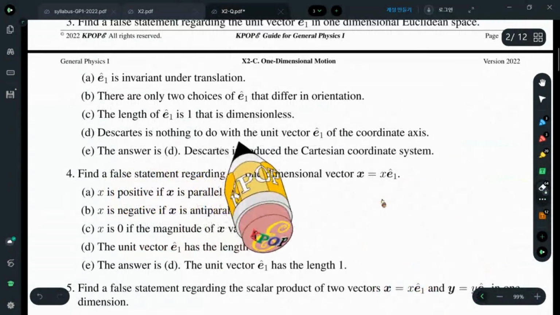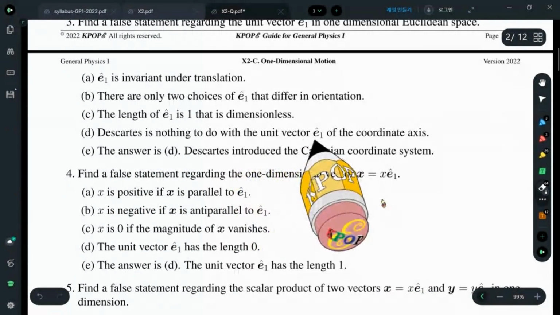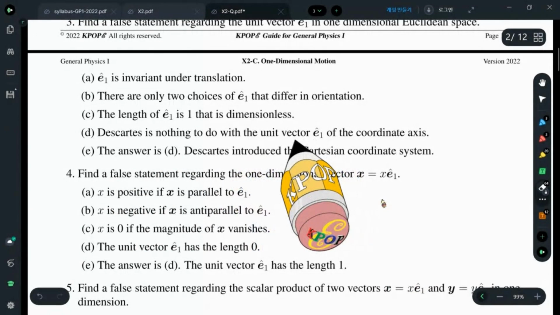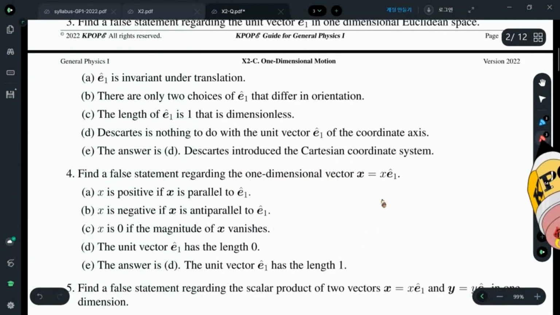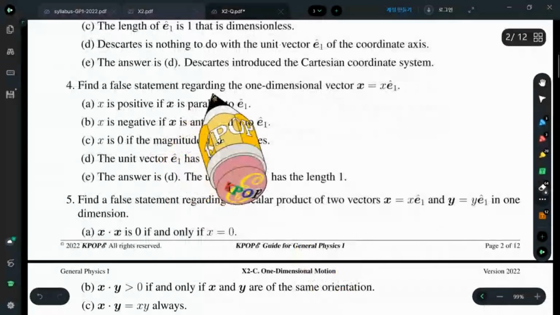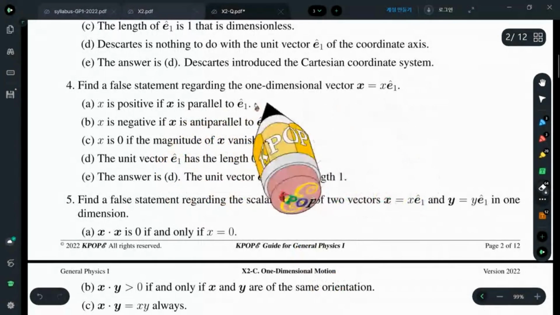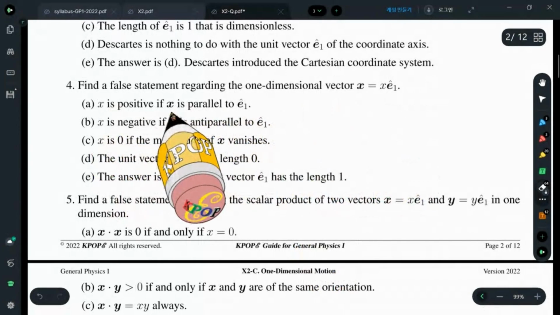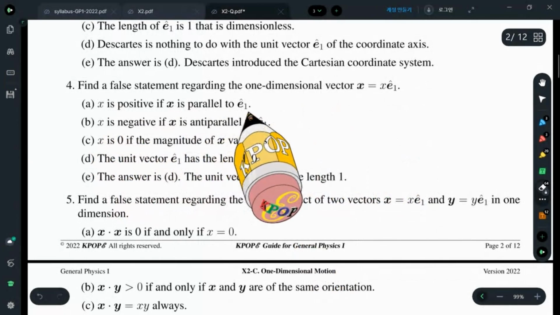Descartes has nothing to do with the unit vector. Descartes created the Cartesian coordinate, so Descartes is the creator of the Cartesian coordinate. Okay. 4. Find a false statement regarding the one-dimensional vector. X is positive if X is parallel to E1 hat.